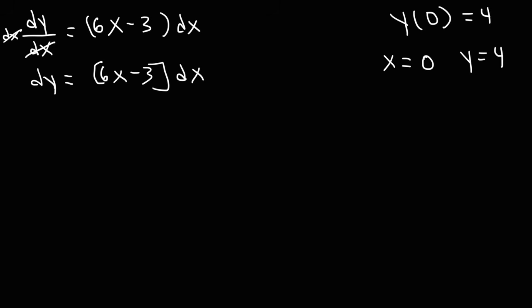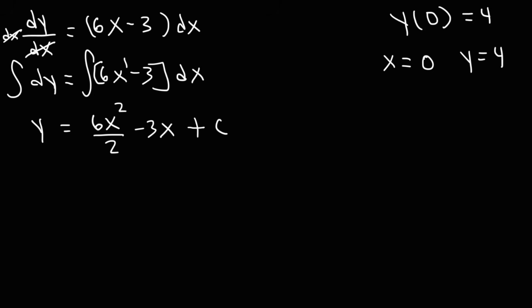Once the variables are separated, we can integrate both sides. So the integral of dy is simply y. The antiderivative of x, or x to the first power, is x squared over 2 times the constant that was in front of it, which is 6. The antiderivative of a constant is just that constant times x. And of course, we need our constant of integration, c. So this right here is the general solution to the differential equation.